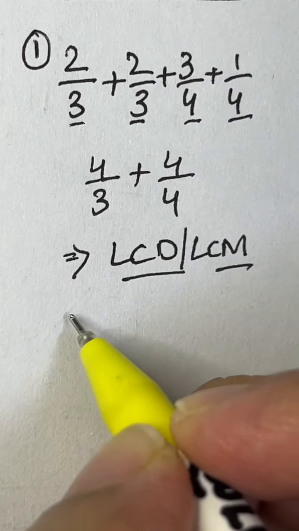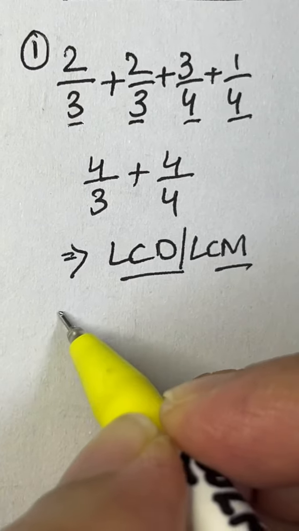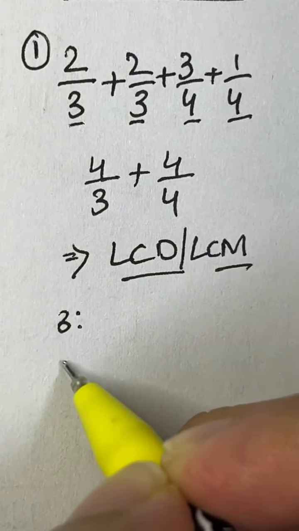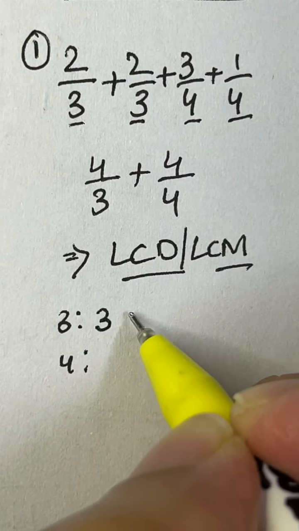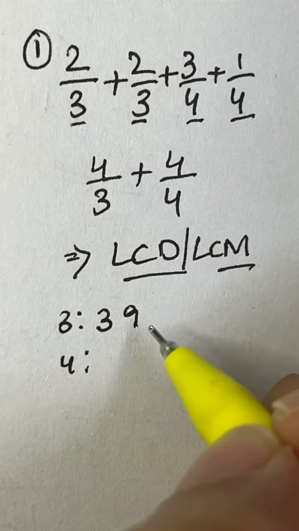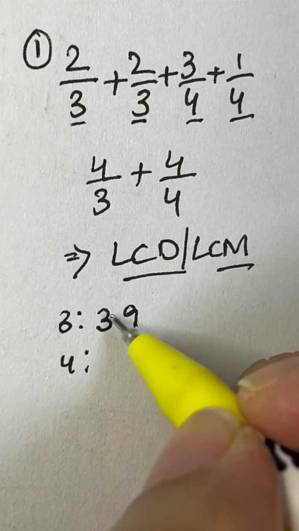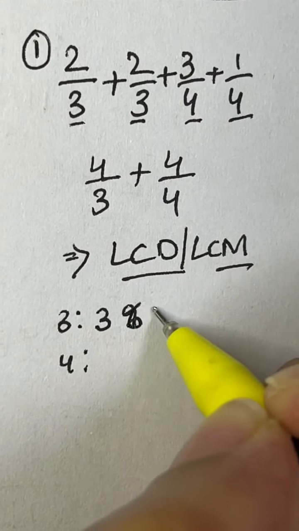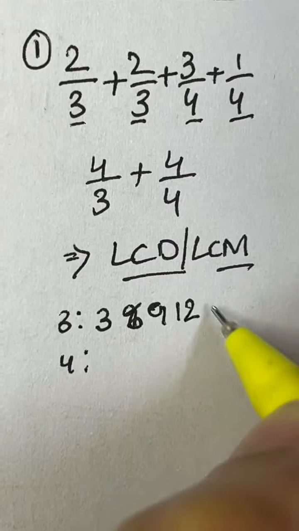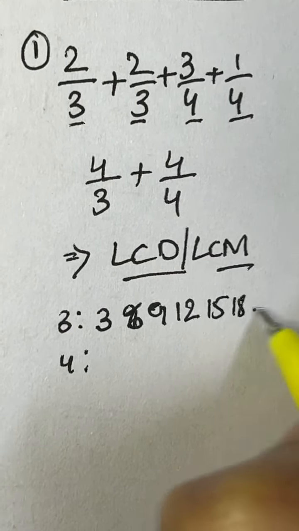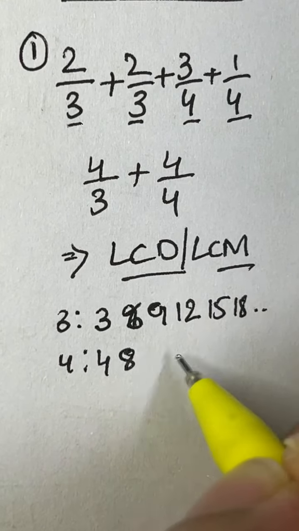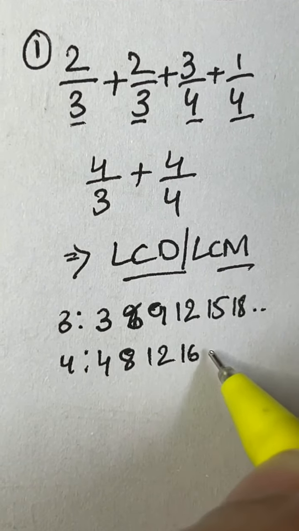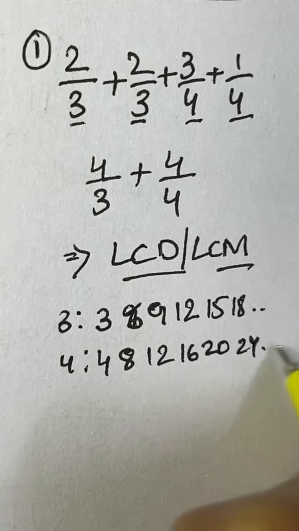So you just have to check this out. Either you can use the division method or the multiples way. Let's write down the multiples for 3 and 4. 3 times 3 is 9, 3 twos are 6, 3 threes are 9, 3 fours are 12, 3 fives are 15, 3 sixes are 18, and so on. Now for 4: 4 ones are 4, 4 twos are 8, 4 threes are 12, 4 fours are 16, 4 fives are 20, 4 sixes are 24, and so on.